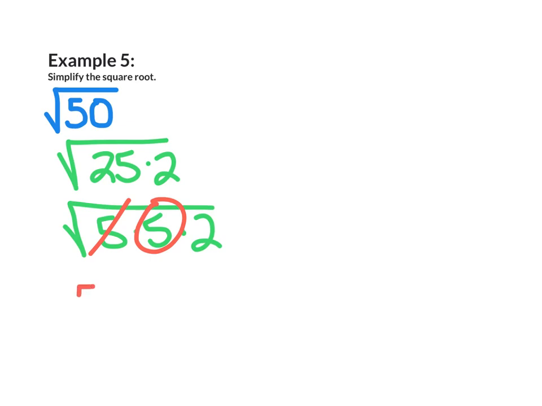So I'm going to bring out the 5, I'm going to have the root, and I'm going to leave the 2 inside because it doesn't have a twin. So the square root of 50 is also 5 square root of 2.